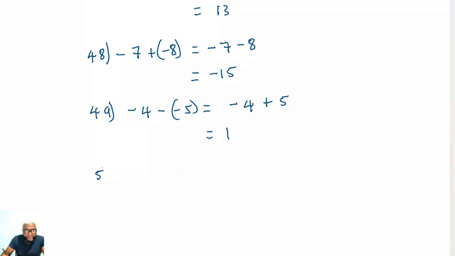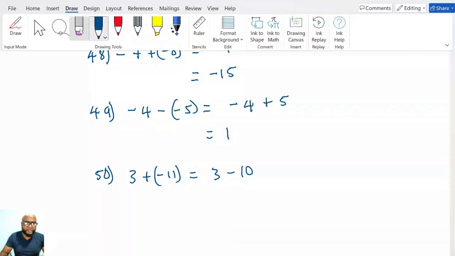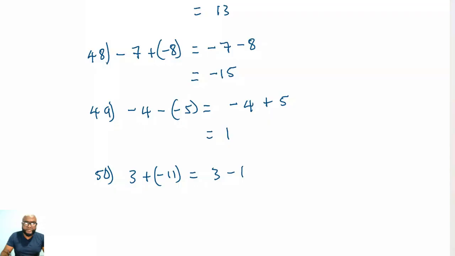Let's go, 50. 3 plus negative 11 equals. A plus and a minus is a negative. 2, right? So it'll be 11 minus 3. And what will my answer be here?